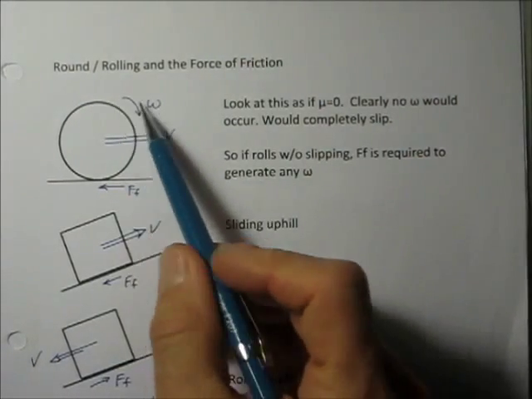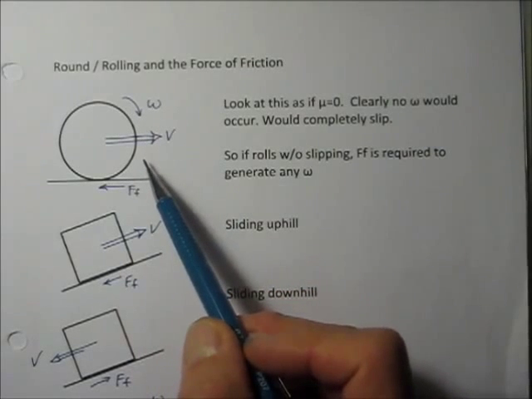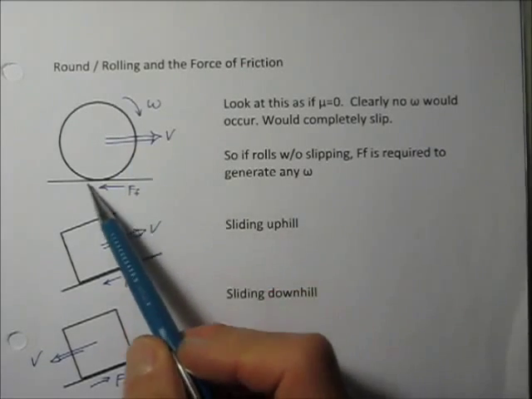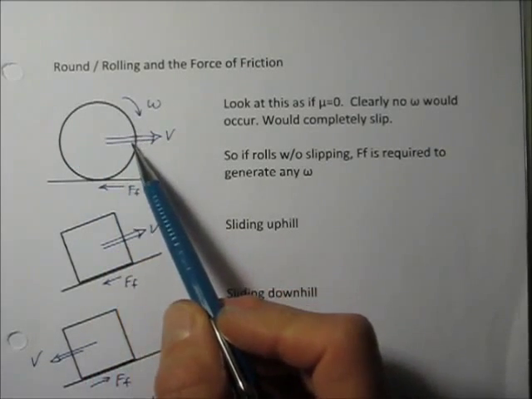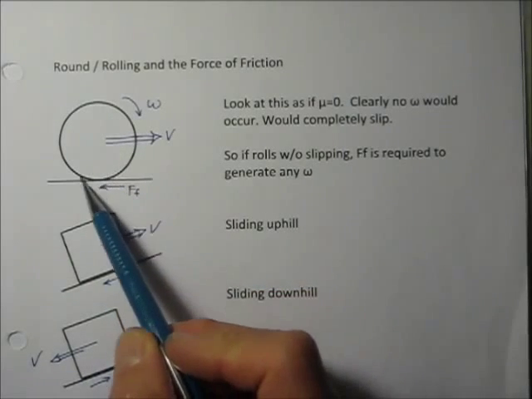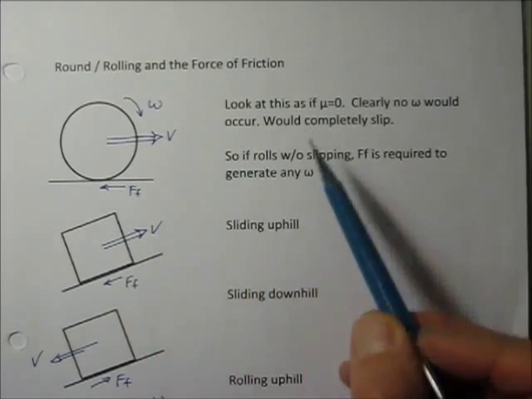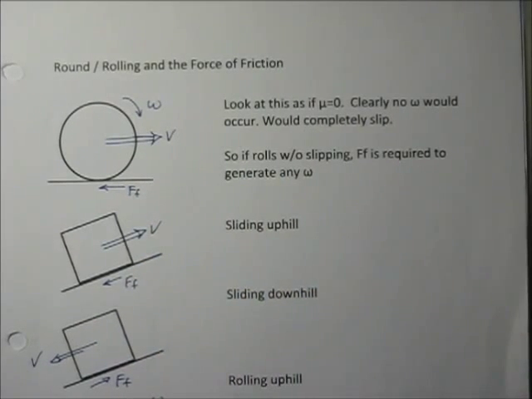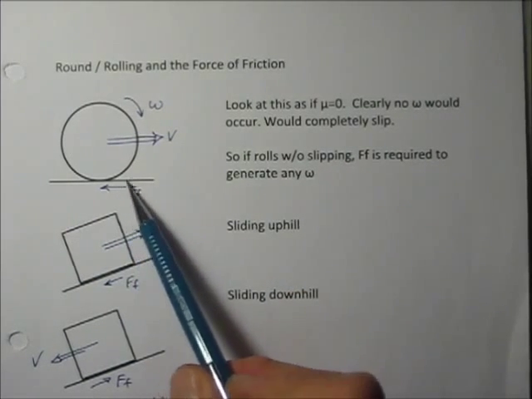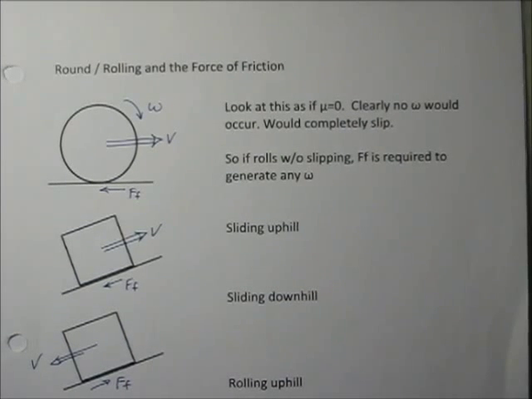Well, the rolling has an omega, and the only way for that omega to begin to happen is if there's a force of friction causing it. So if it rolls in the clockwise direction like this, then the force of friction has to be going in this direction to cause that clockwise rotation as it rolls to the right. So that's the key concept: the direction of the force of friction causes the omega in virtually all of our situations here.